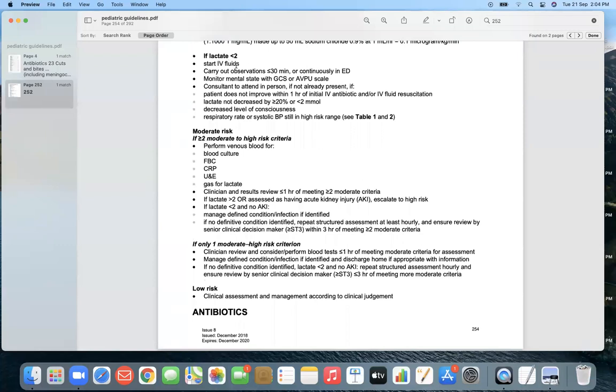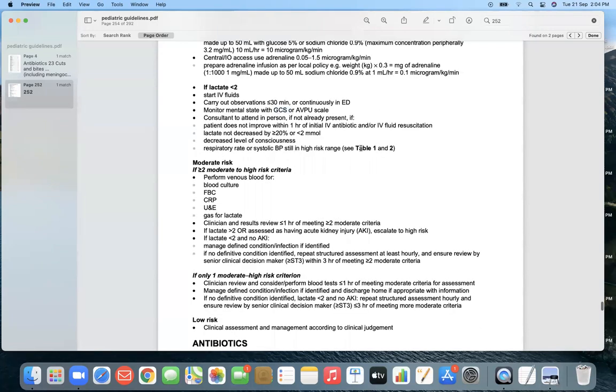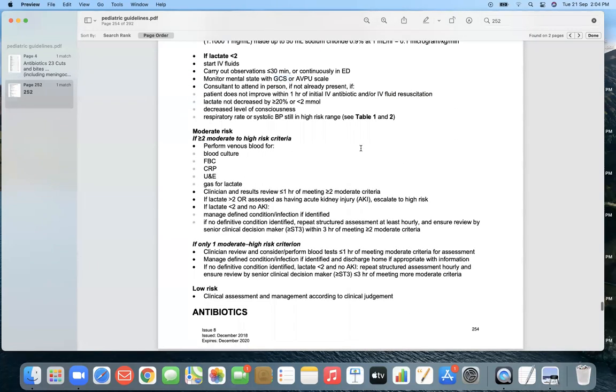If lactate less than 2, start IV fluids. Carry out observations at least every 30 minutes and monitor the mental state with Glasgow Coma Scale or AVPU scale. Consultant to attend in person if not already present. Okay. Next, if lactate has not decreased by more than 20%, and there is decreased level of consciousness, or respiratory rate or systolic BP still high risk, then you will go for the severe management again.